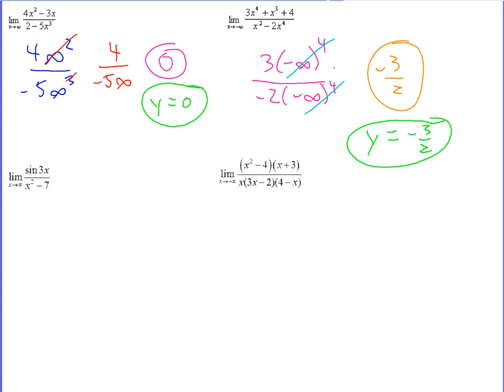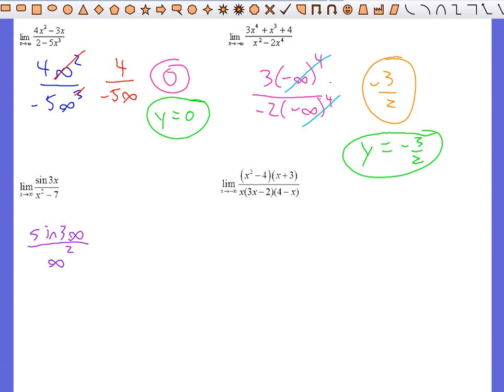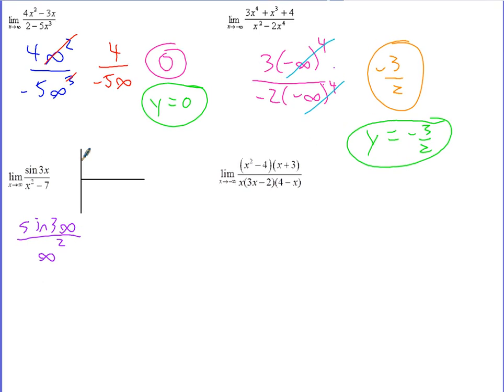Let's take a look at one with a trig function now. So here you'd have sine of 3 times infinity on the numerator over infinity squared on the denominator. To see what this is going to approach, you just know the basic graph of sine, between 1 and negative 1, and it fluctuates back and forth. But then that's divided by infinity squared. That gets huge. So we get a really tiny number between 1 and negative 1 divided by a huge number. That's going to approach 0. The denominator is much larger.